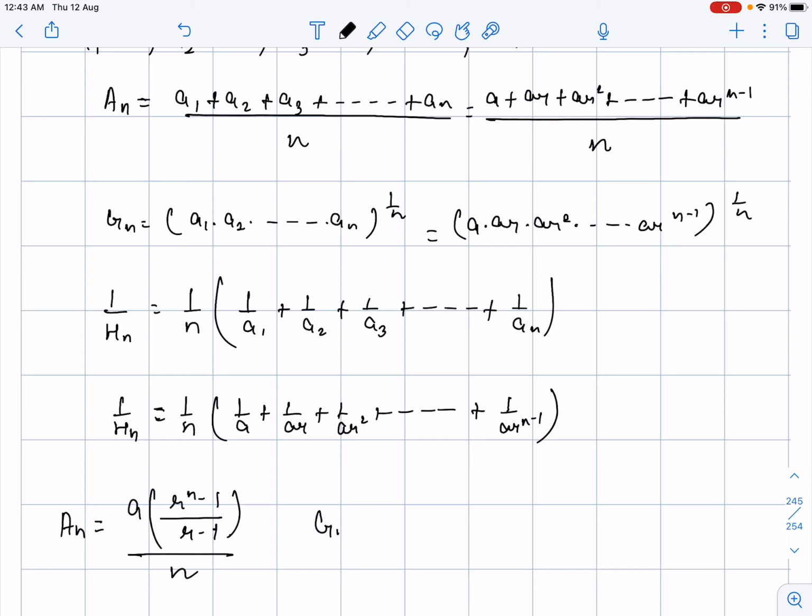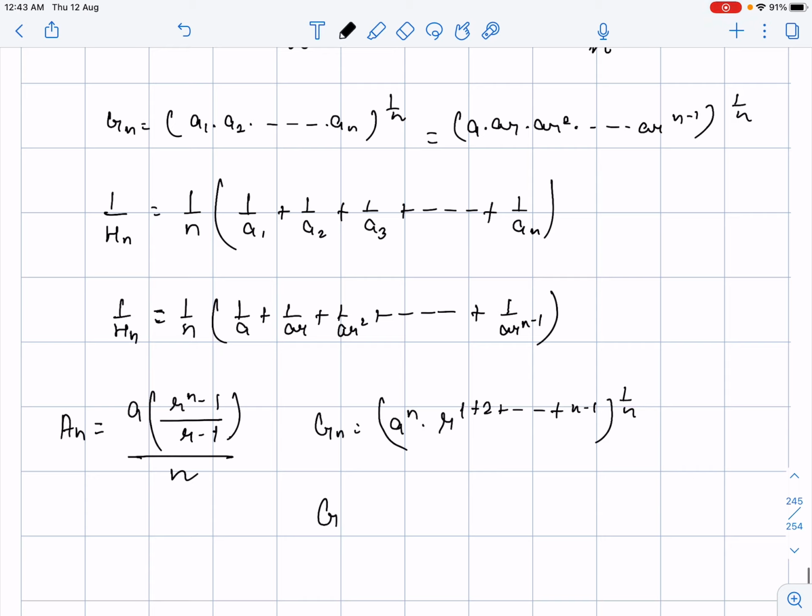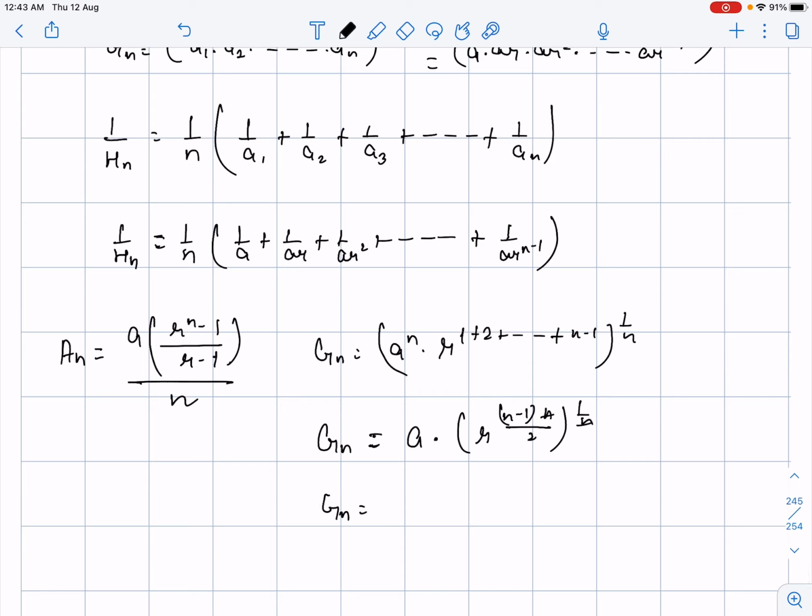The value of Gn will be a to the power n multiplied by r to the power 1 plus 2 plus 3 and so on up to n minus 1, whole to the power 1 upon n. So Gn will be a to the power n to the power 1 by n, which is a only, then r to the power n minus 1 multiplied by n divided by 2, whole to the power 1 by n. So n and n get cancelled, and Gn becomes a multiplied by r to the power n minus 1 by 2.